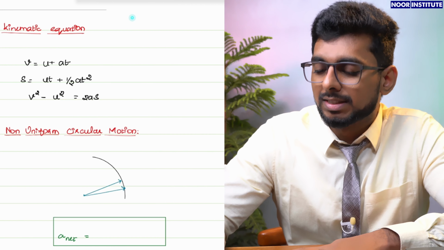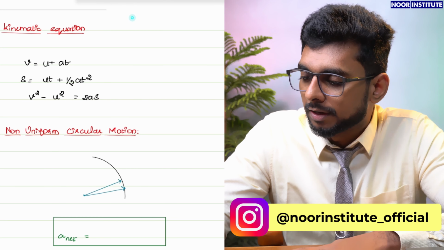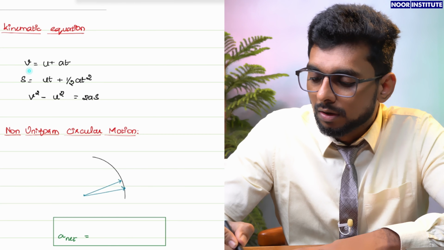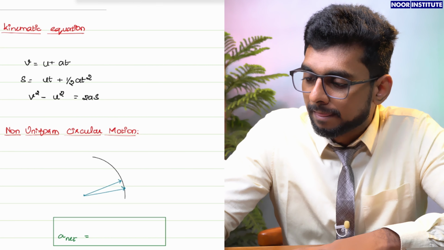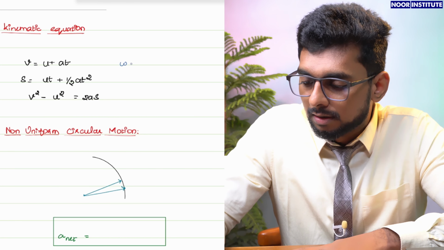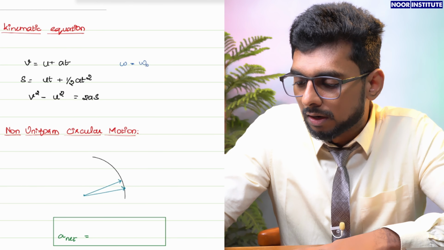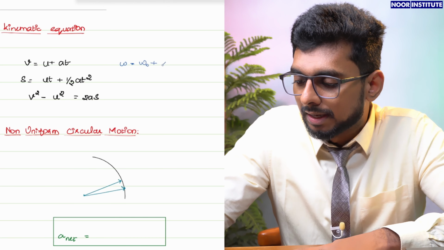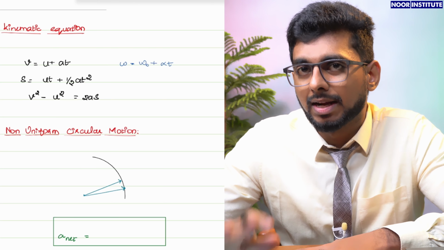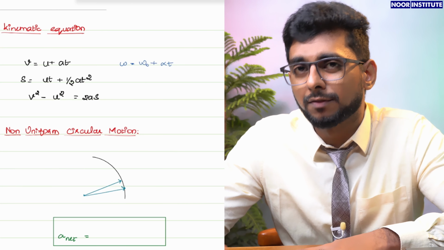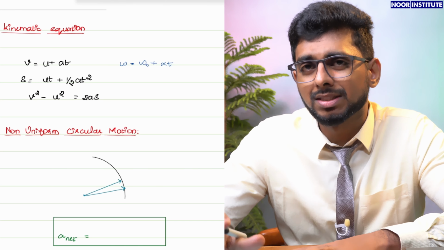So let me relate the circular equation to the normal linear motion equation. Here you have v equals u plus at. Instead of v, I'll substitute omega, which is my final angular velocity, equal to the initial angular velocity, omega naught, plus, instead of a, alpha t. This is just the direct matching between the linear kinematic equation and the circular one, because all those things are the same.